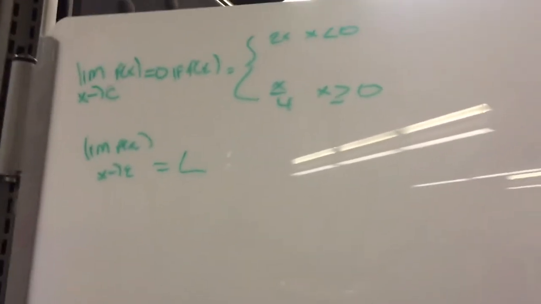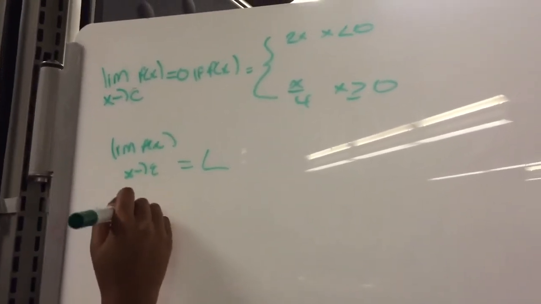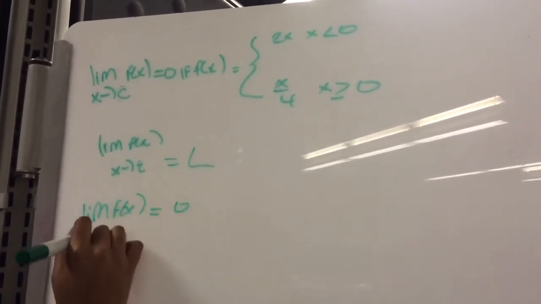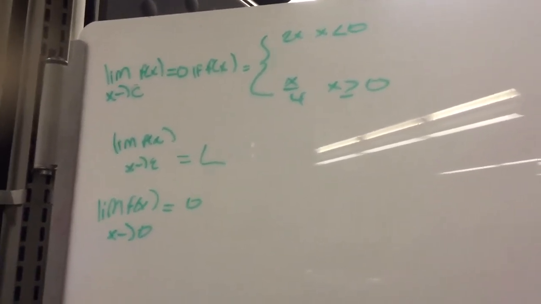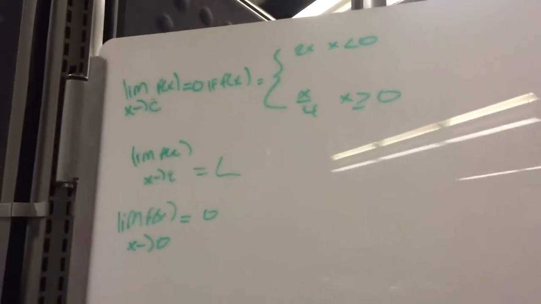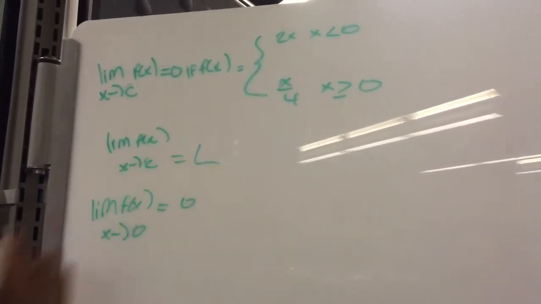So, in this statement, the limit of f of x equals 0 as x approaches 0. 0 corresponds to both c and L in the equation: limit of f of x equals L as x approaches c. Sorry, this is supposed to be c.